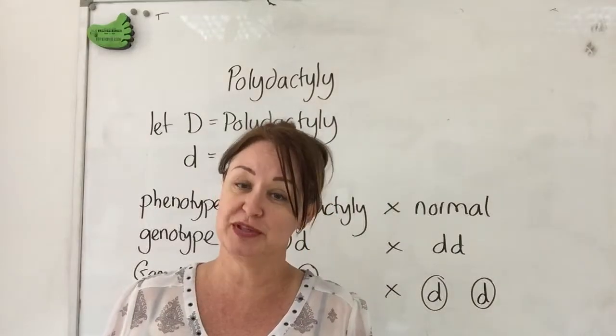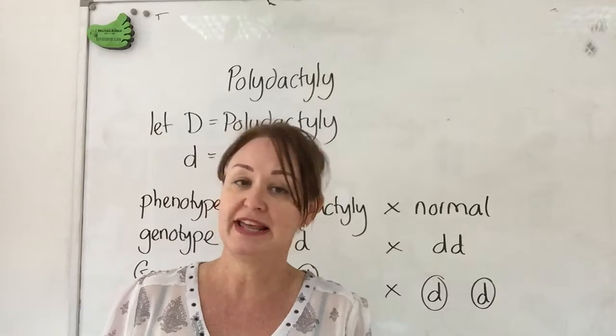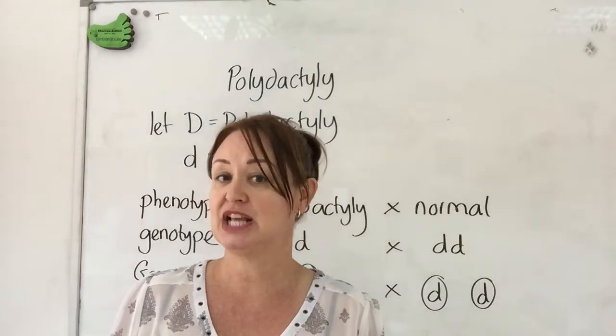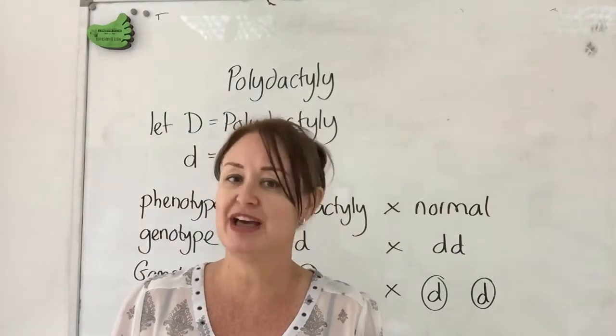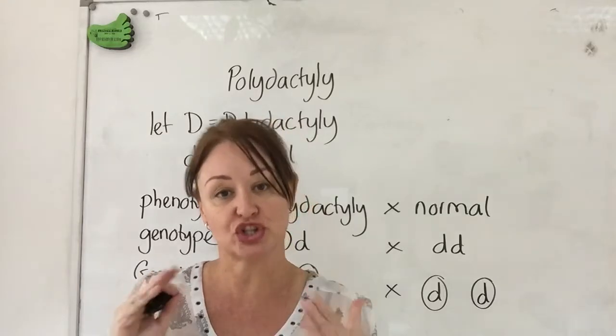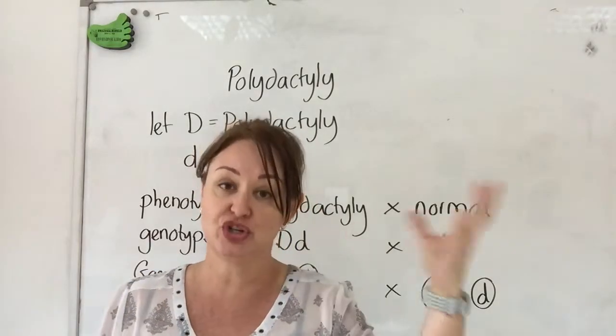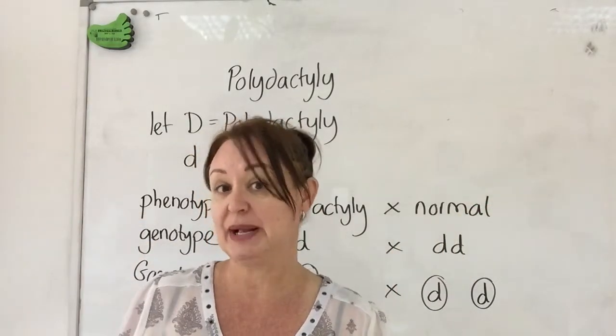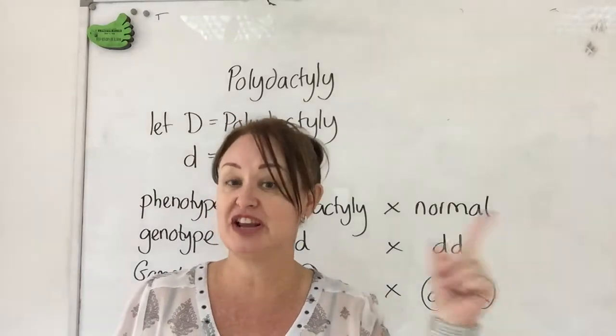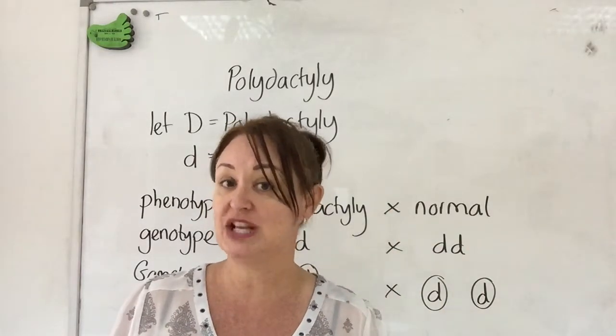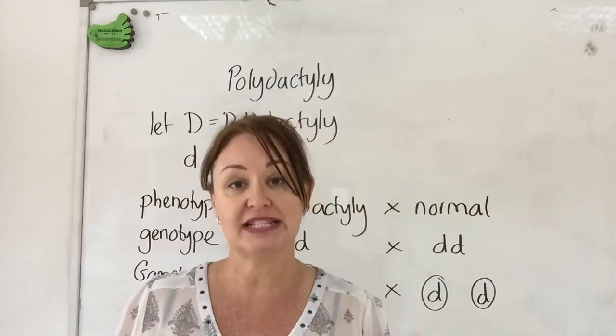Now, in the book that goes with this course, you'll see that they've chosen to use the letter P to represent polydactyly. I'm not in line with that. I don't think it's a great idea, because when you start doing your genetic cross, you're going to lose track of which is your uppercase P and which is your lowercase p. I've chosen to use a D because there is a clear distinction between the uppercase, which is our dominant, and the lowercase, which is our recessive.